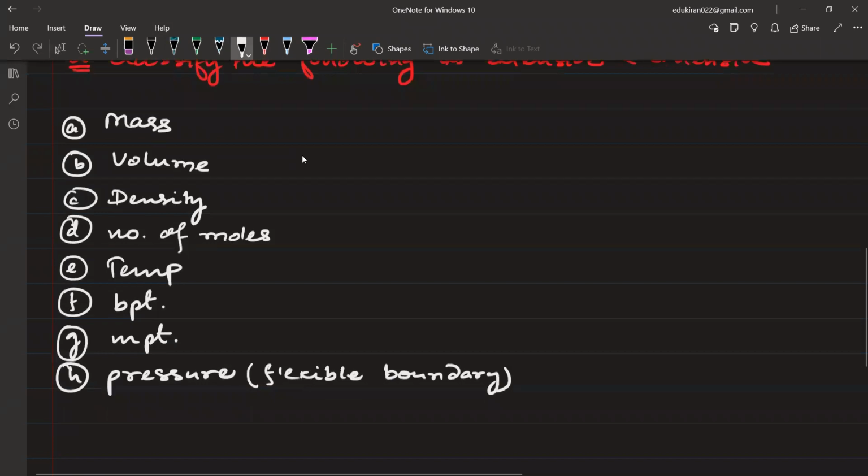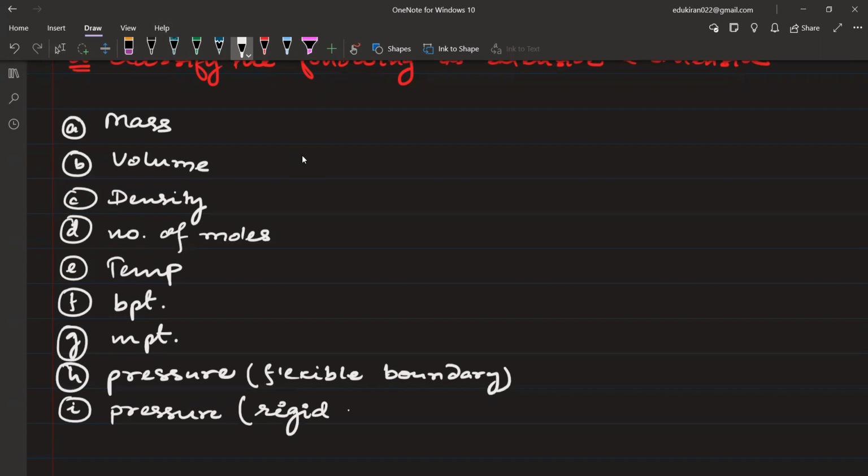We will take two cases of pressure: pressure in a flexible boundary and in a rigid boundary. Pressure in the sense of pressure of a gas.